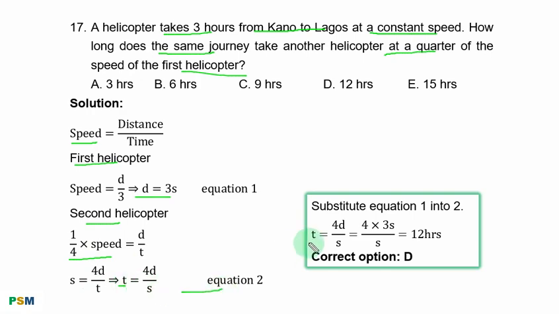To continue, you have to substitute equation 1 into equation 2. So you write equation 2 first. Equation 1 is d equal to 3s. You replace d with 3s. S cancels s. 4 times 3 is 12. So you have 12 hours. The correct option is D.